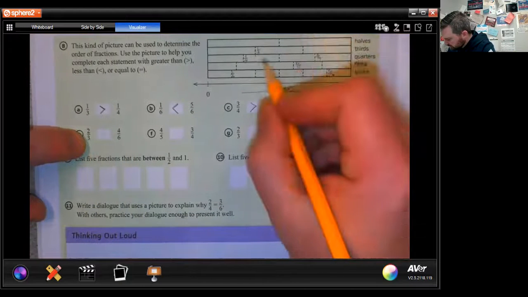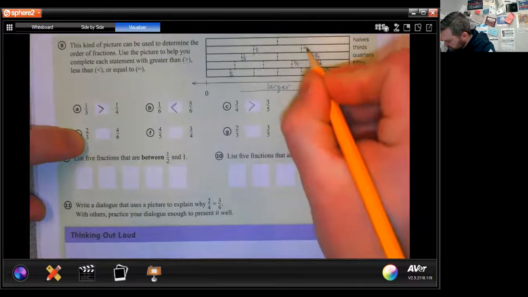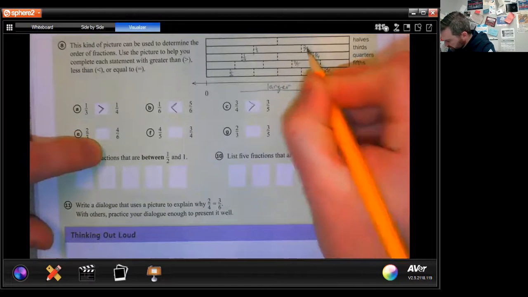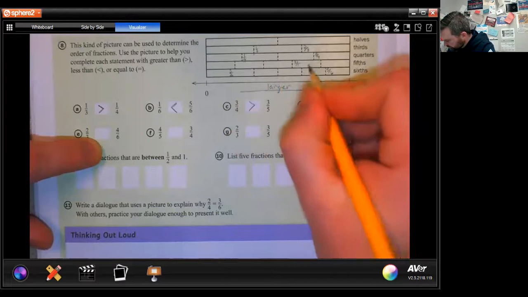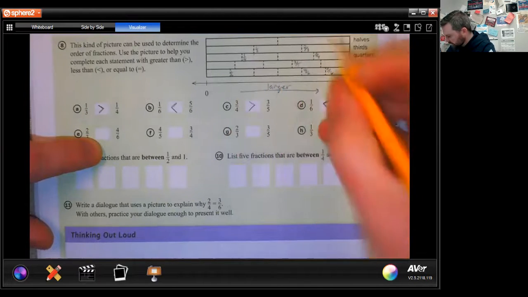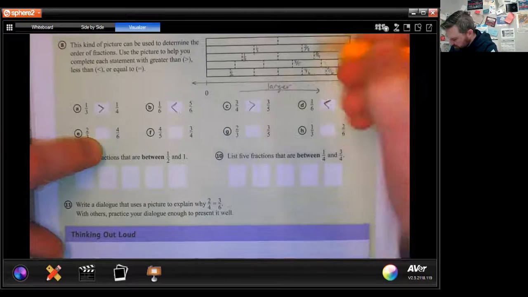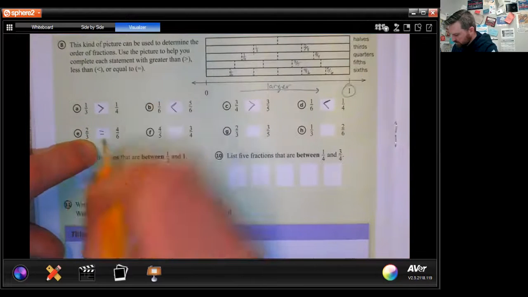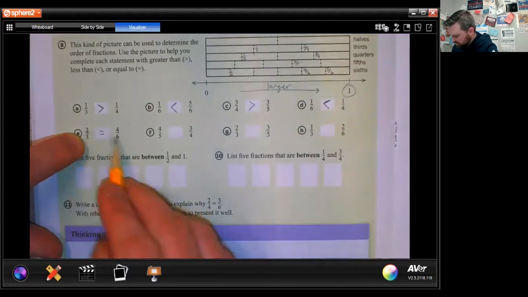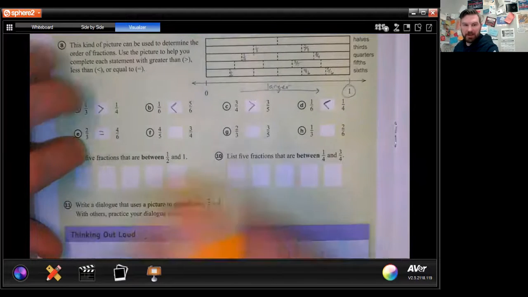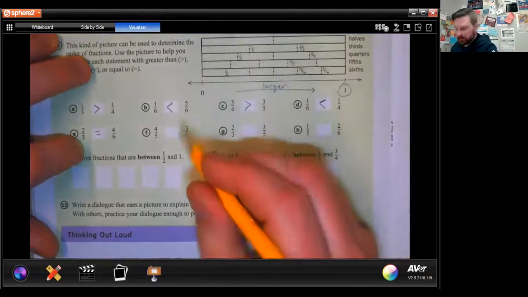2/3, so 1/3, 2/3, and 4/6. So 1, 2, 3, 4. Okay, 2/3 and 4/6, those are actually equal. 4 divided by 2 is 2, 6 divided by 2 is 3. They're the exact same thing, they're equivalent.